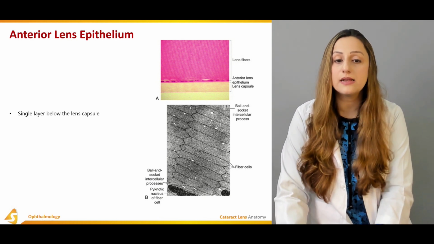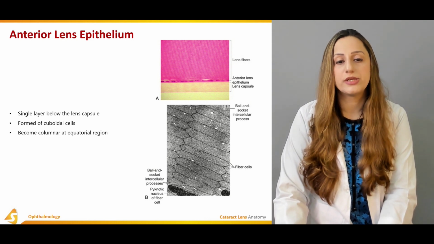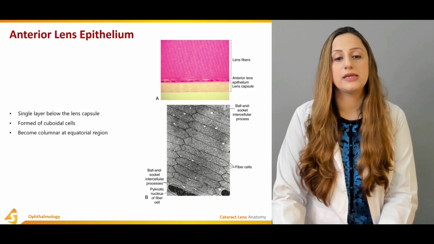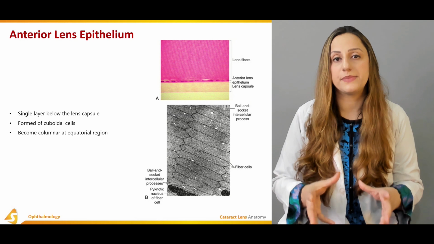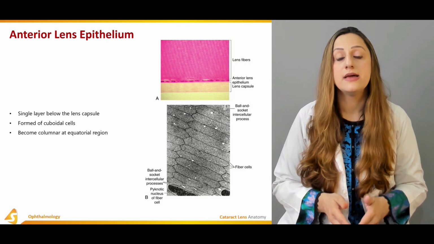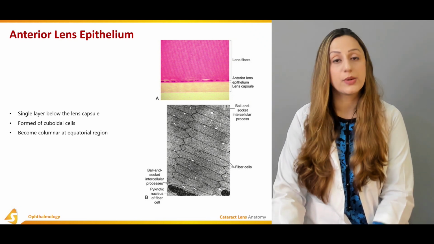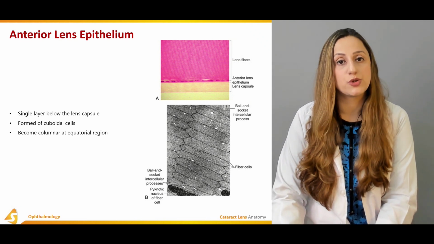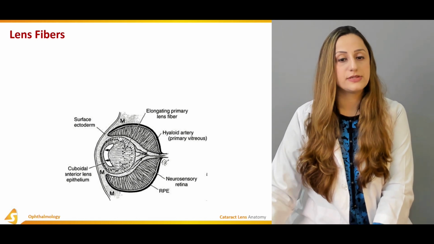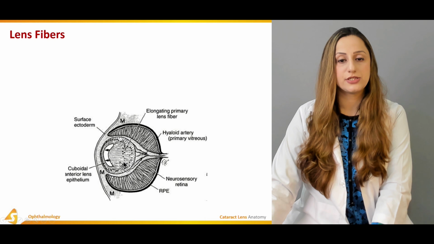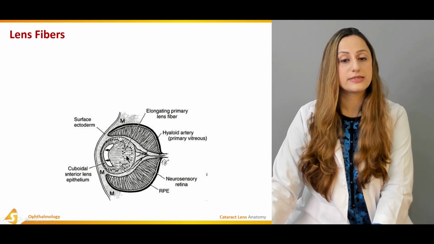It is basically a single layer below the lens capsule, formed of cuboidal cells and becoming columnar at the equatorial region. So this is the distinctive epithelium in which we have cuboidal as well as columnar cells located along the equatorial region. When we look at the lens fibers, in the diagrammatic representation, they are the elongated primary lens fibers that are centrally located.